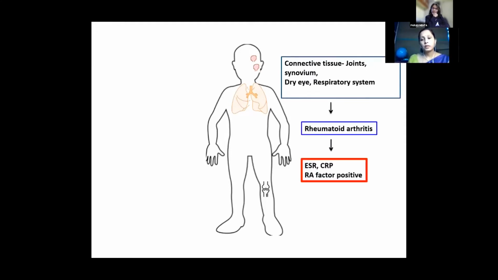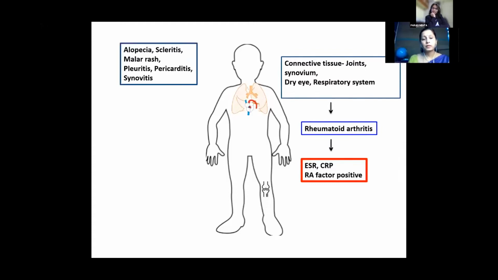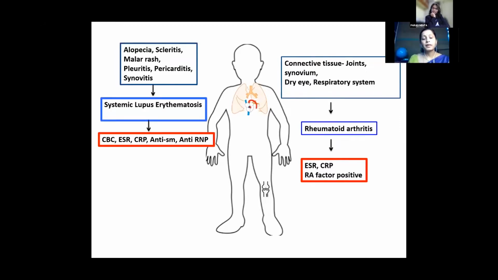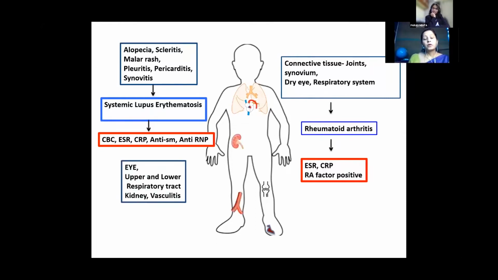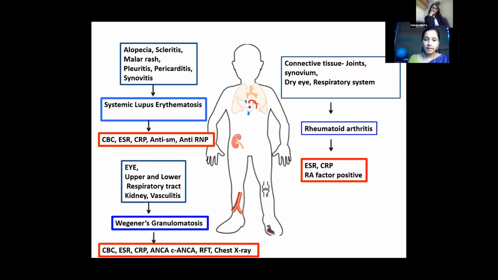we're probably dealing with rheumatoid arthritis, and the diagnosis will be established by RA factor, but you should also be aware that RA factor negative rheumatoid arthritis can also be present. If it is associated with pericarditis, pleuritis, synovitis, alopecia, and scleritis, we're probably dealing with SLE, and anti-Sm and anti-RNP are the diagnostic tests. If you're seeing any kidney affection, upper and lower respiratory tract infection, or vasculitis, non-healing ulcers, you're probably dealing with Wegener's granulomatosis. C-ANCA is a diagnostic test for Wegener's granulomatosis.